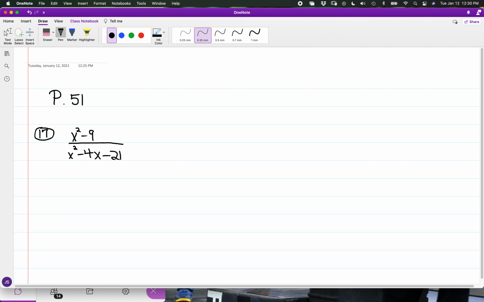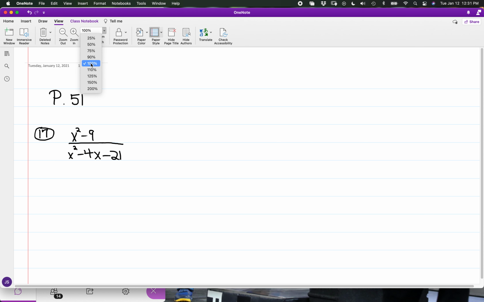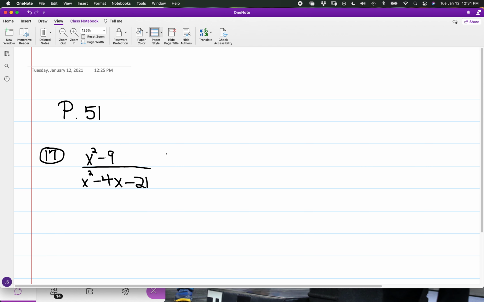Okay, so we're looking at simplifying the expression and then identifying what will be referred to as restricted values. I'll get to that in just a moment. Now, in looking at simplifying the ratio we have here, x squared minus 9 all over x squared minus 4x minus 21, we can simplify this ratio.